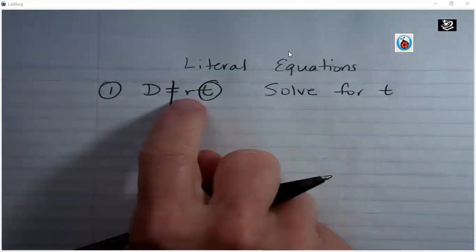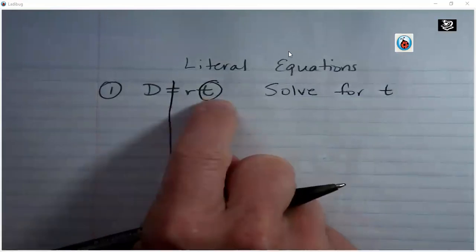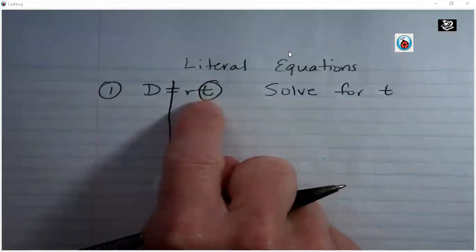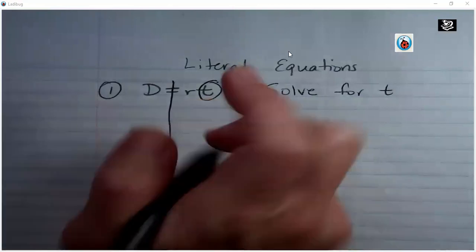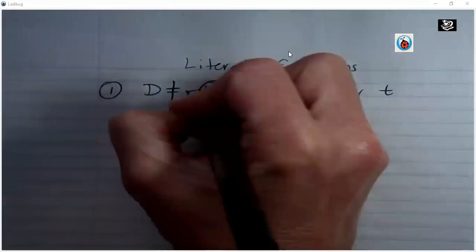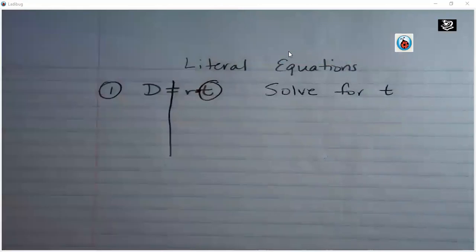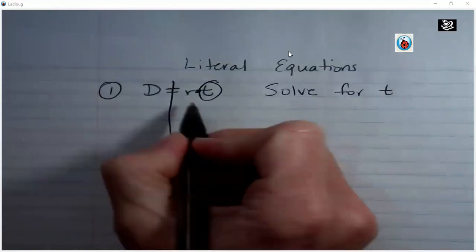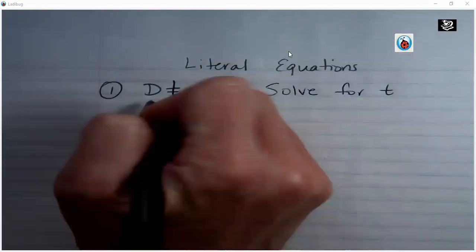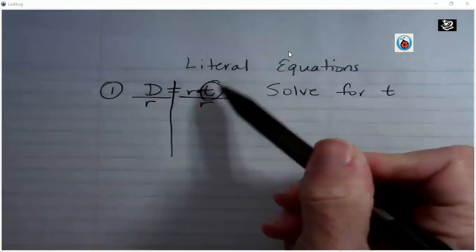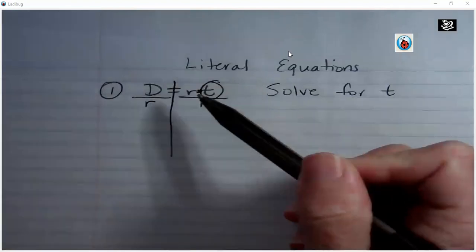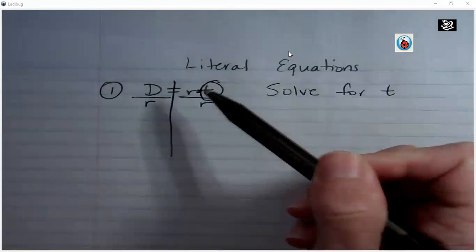Somebody other than Cadence tell me what RT means. What are these two things doing to each other right now? Multiplying. Very good. They are multiplying. Who is that? Caleb. Good, Caleb. They were multiplying, so we need to do the opposite of multiply. The opposite of multiply is to divide. So we're going to divide both sides by R because we're trying to get T by itself. So we're going to leave the T alone. Those cancel out.